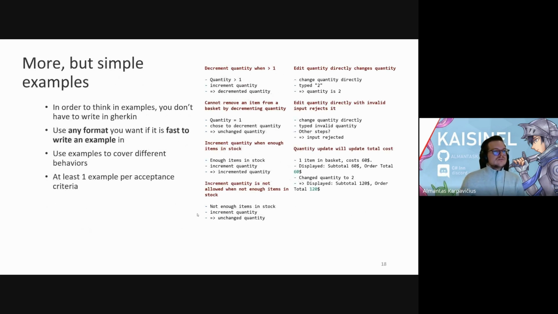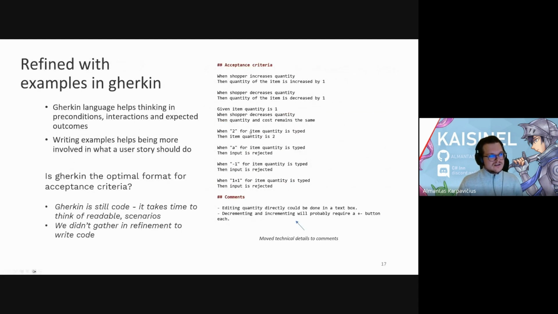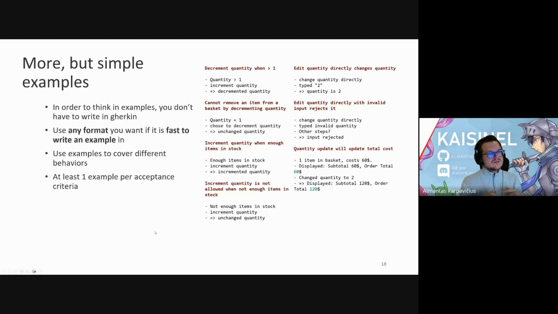So instead, think of fast, easy to write examples. Don't care about the format. Whatever you think is convenient, just write it down. So essentially what I wrote in here is now written in a more simple format. There is no Gherkin here, but these are still examples, and these are still in some way based on those three steps. What's the precondition? What do you do? What do you expect? But there is no formal structure to these. It's just whatever is convenient.